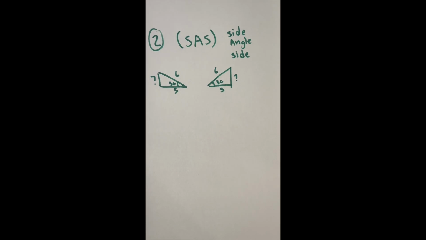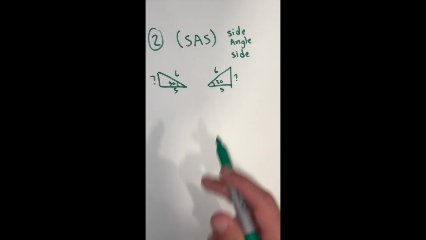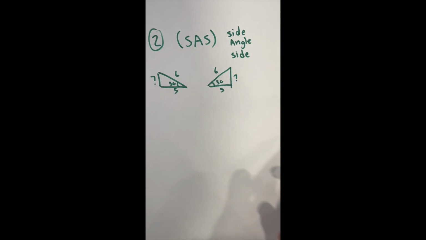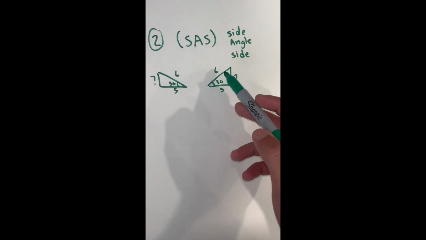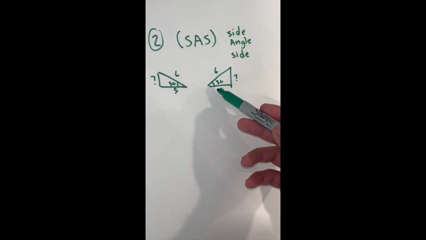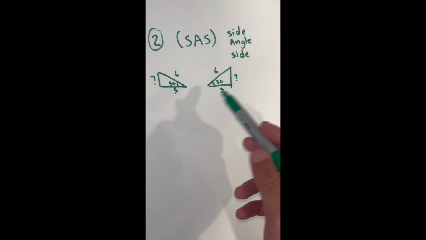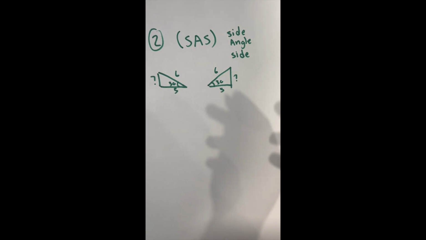The second type of congruence is SAS, or side angle side. Here we have two sides that we know and a third side that we don't know, but we also have an included angle which is in between the sides that we do know, and in this case it's 30. So because there's an angle in between two sides that we know the length to, and the corresponding sides are equal, therefore the triangle is congruent.